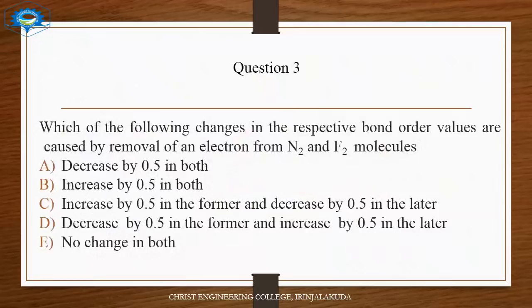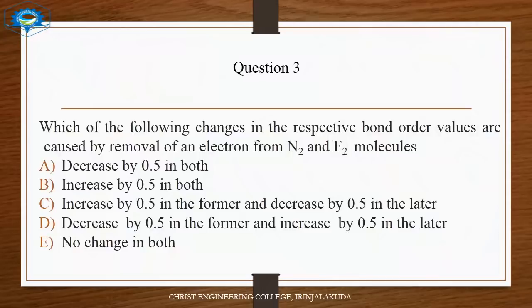So next question, question number 3. Which of the following changes in the respective bond order values are caused by removal of an electron from N2 and F2 molecule? What will happen to the bond order when one electron is removed from N2 and F2?